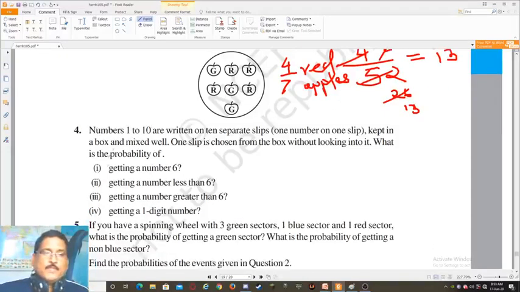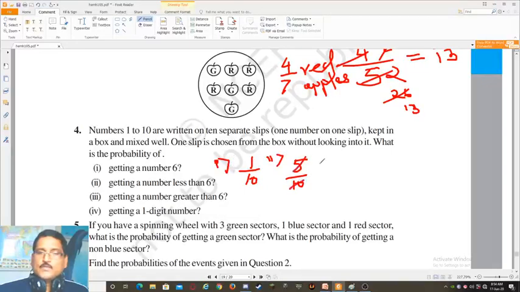Numbers 1 to 10 are written on 10 separate slips, one number on one slip, kept in a box and mixed well. One slip is chosen out of the box without looking. What will be the probability of number 6? How many 6s are there? 1 by 10. Getting a number less than 6: how many numbers are less than 6? 1, 2, 3, 4, 5. That is 5 by 10. Okay, this is question number 1. This is question number 2. After cutting it, I am getting 1 by 2.